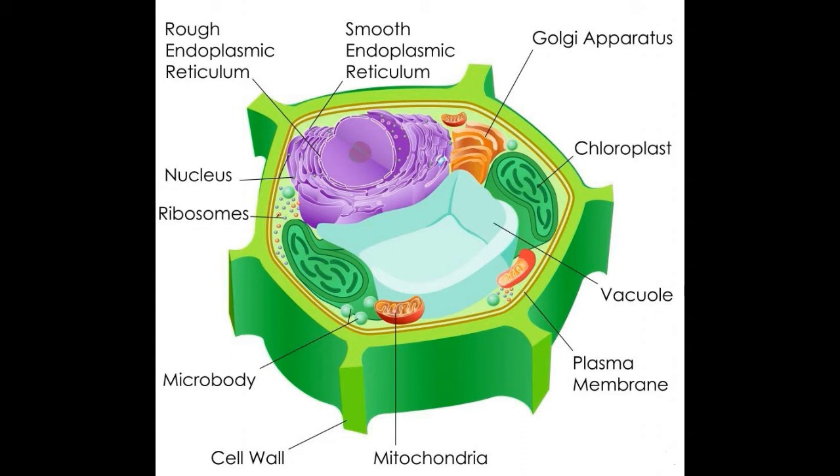Further, both types of cells have a cell membrane that surrounds the cell. This allows the cell to exert control, in most cases, over what can penetrate the cell and what cannot.